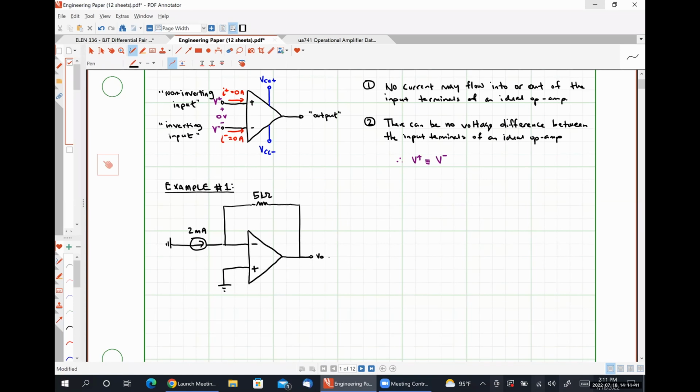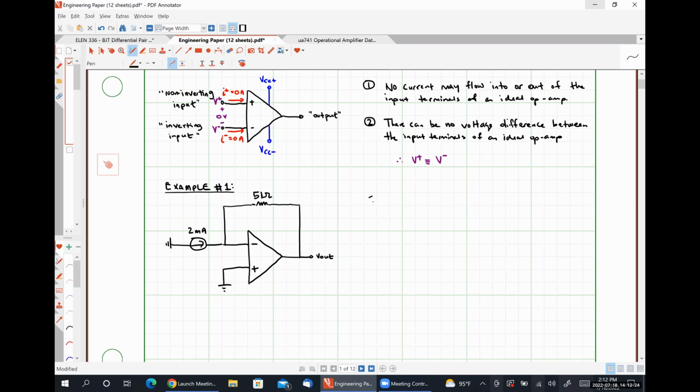And our goal for this circuit is to determine the quantity V out. For a circuit like this, and honestly for the overwhelming majority of op-amp circuits you're going to see in this class, in fact, I can think of only 1 or 2 that I might give you, we can actually follow a pretty simple 3-step process in order to determine our output voltage, which will always be our quantity of interest. Okay.